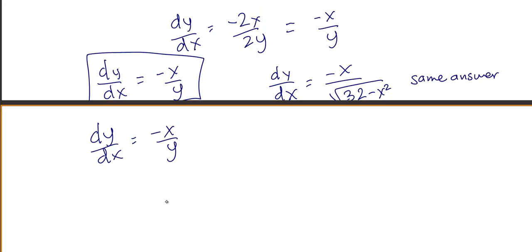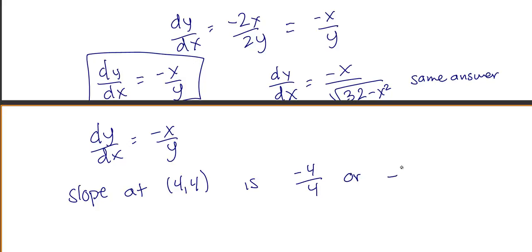And now if we're trying to find the slope, so the slope at the point (4, 4) is going to be negative 4 over 4, since x is 4 and y is 4, or negative 1. So my slope to the circle at the point (4, 4) is negative 1. So doing it like we did in part 2 with implicit differentiation will be much nicer, simpler, with less arithmetic and less algebra that we have to do.